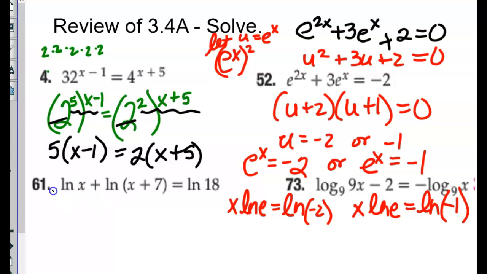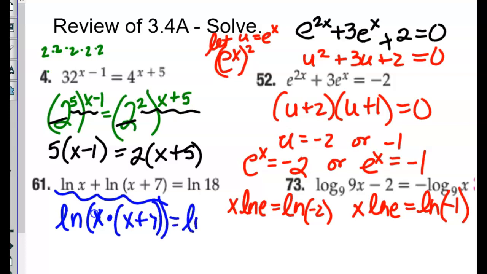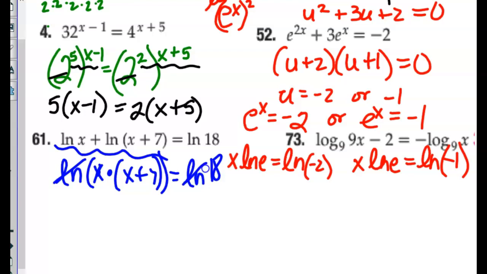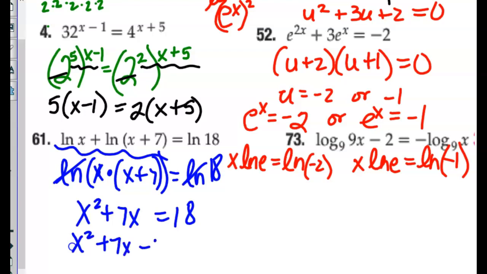What do we do on this one? Can we cross out all the logs? No. What would we have to do? Combine these into x times the quantity x plus 7. Then we have a single log equal to a single log. So then we can get rid of it. And we'd have x squared plus 7x equals 18. What's the next step? Yes. I get some goofy stuff after that for some of you. All right. And remember, we can't have a negative at the end on that one either.